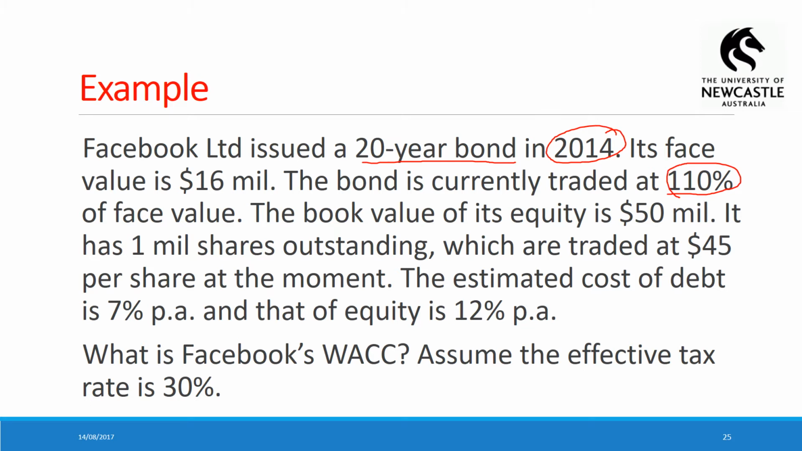The book value of equity is $50 million. We have the number of shares. We also have the current share price, the current market price for the shares, right? We estimated that the cost of debt is 7%. This is before tax, yeah? And the cost of equity is 12%. Okay. Assuming that the effective tax rate is 30%, what would be the weighted cost of capital for Facebook, yeah?